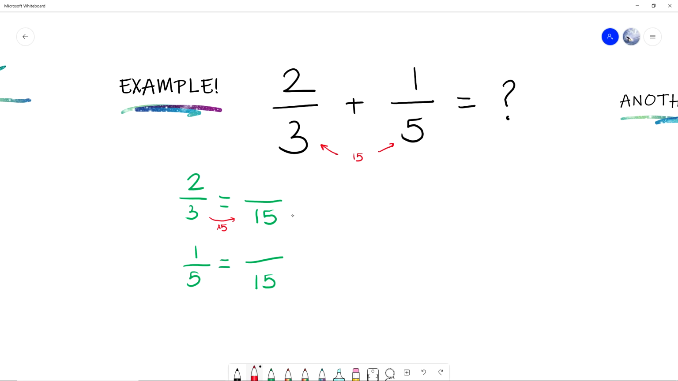Okay. So one way that I think about this also is that I take this denominator and I take this denominator, and if you multiply them together, that is a common denominator that is going to work. Why? Because 2/3 is saying we're going to divide things in 3 parts, and 1/5 says to me that we're going to divide things in 5 parts.